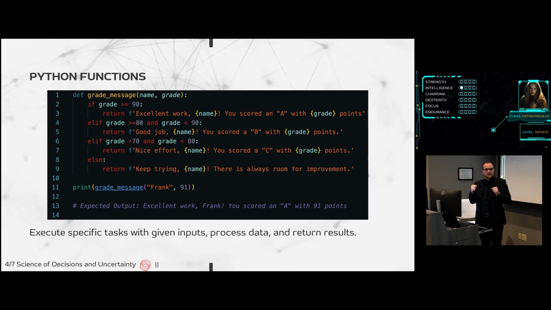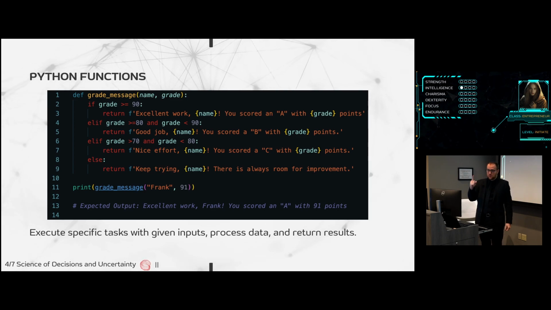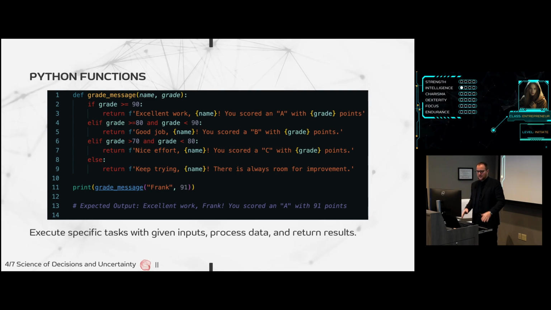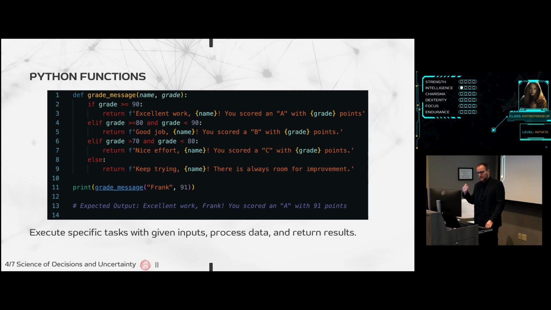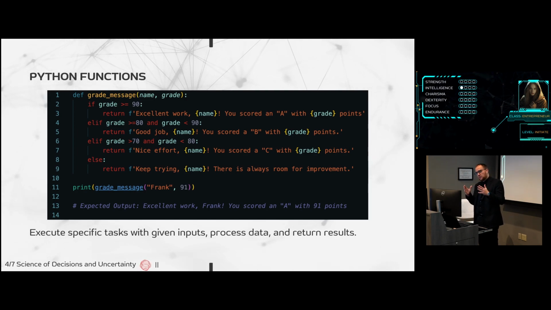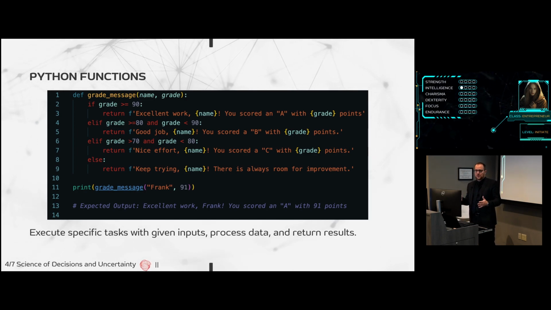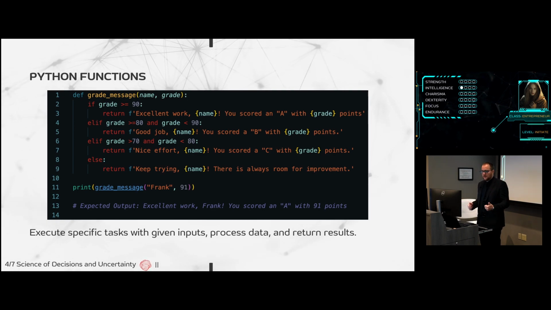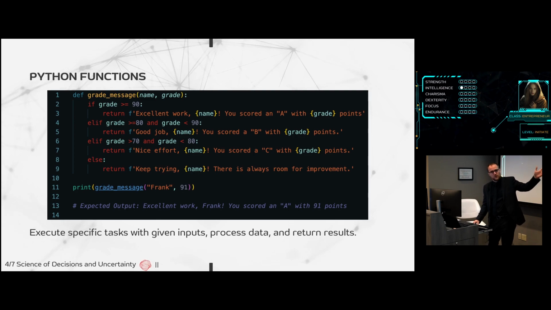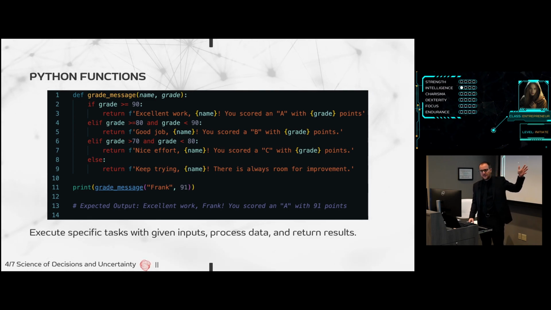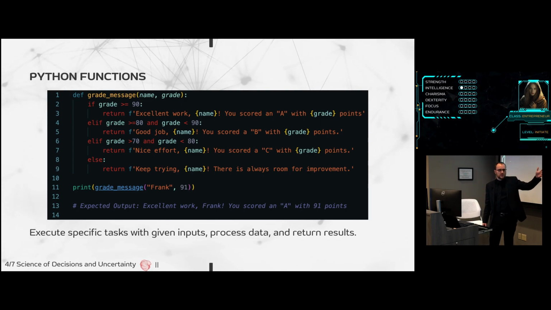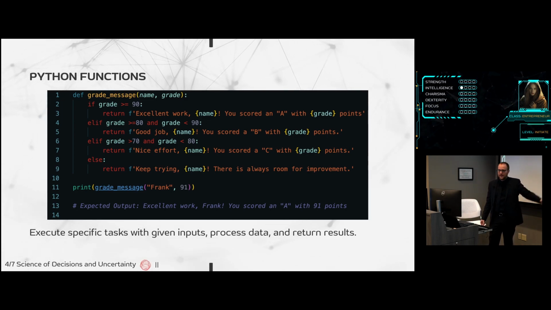Then it performs evaluation. If the grade is more than 90 points, then you get a message that says, excellent work, Frank, you scored an A with 91 points. Or if you go below that, you get another message stating that you have a B and C and whatever. This is a very simple function, and this is how code actually looks. And syntactically, it's not hard to write a program, because this is a mini program, you can call it that.